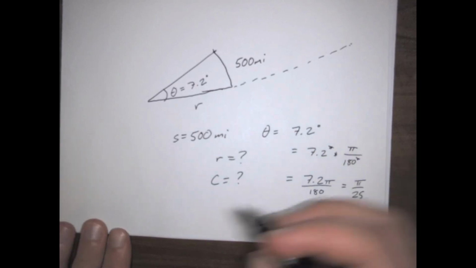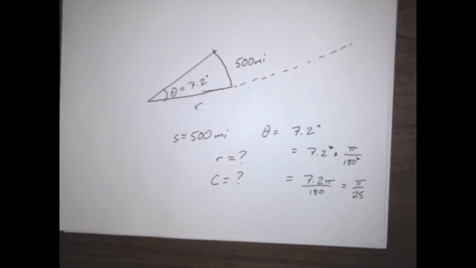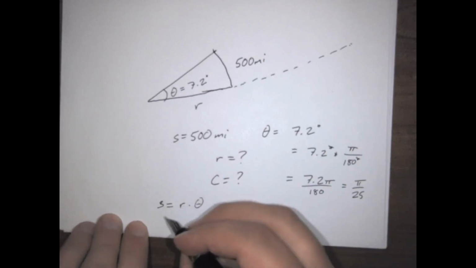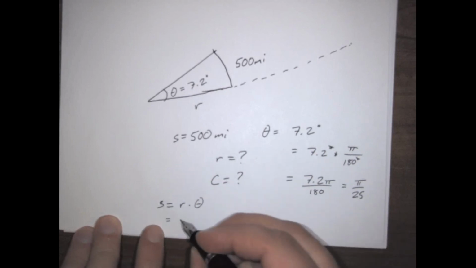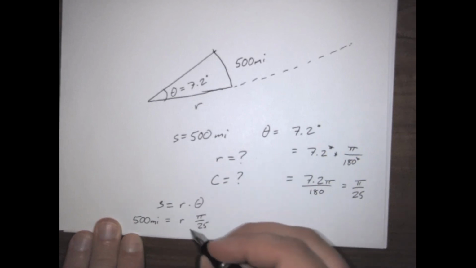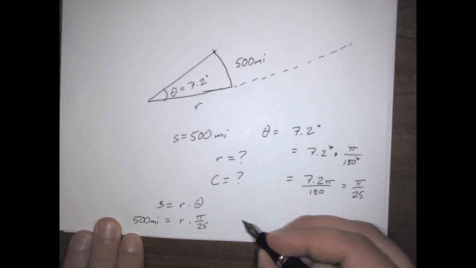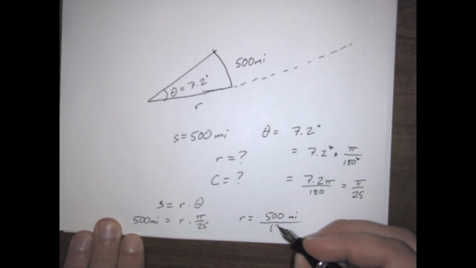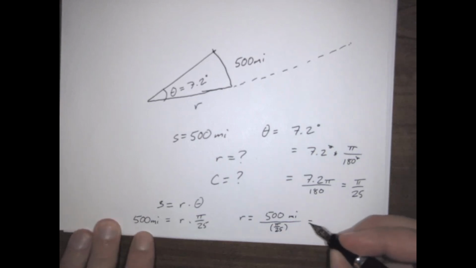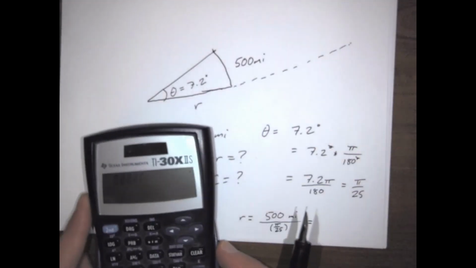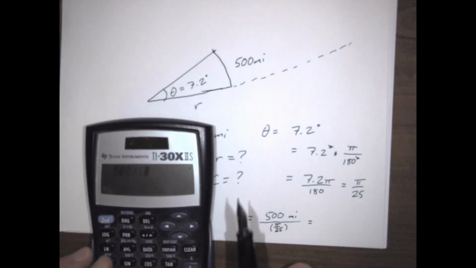Okay, so now let's see what that gives us for the radius. S equals R times theta, or theta times R, either way. So what that means here is mystery R, 500 miles, and pi over 25. If I want to solve this for R, I would just divide by pi over 25 and see what we get. So the radius is equal to 500 divided by, here I would have to use parentheses unless I simplified my fraction in some particular way, pi divided by 25.